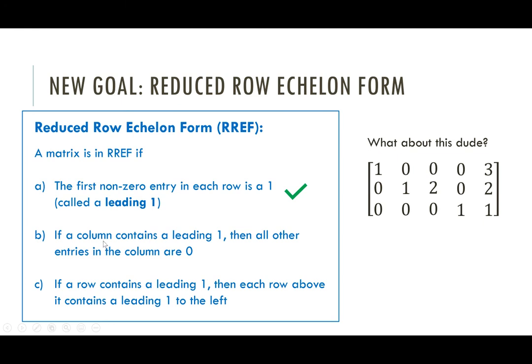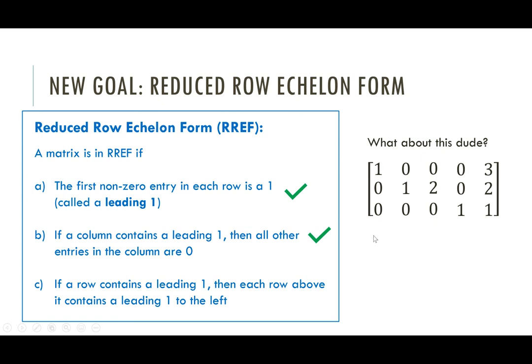All right. If a column contains a leading 1, then all other entries in the column are 0. All right, let's go here. This is our first leading 1, and in this column, everything else is a 0. Good. Here in this row, here's our leading 1. Everything else is a 0. Good. Here, now in our first column, our first non-zero entry is the leading 1 here. Everything else in that column is 0, so we are good. Here's a 1, but it's not a leading 1, so we don't have to worry about it.